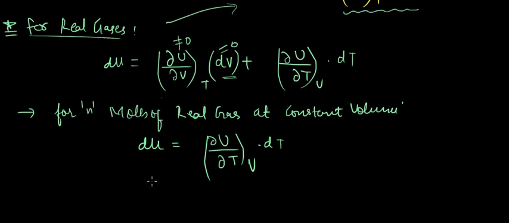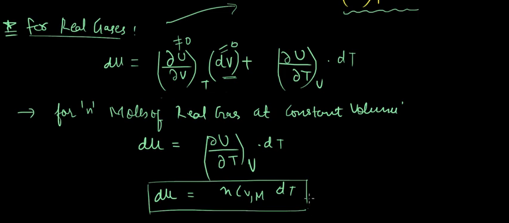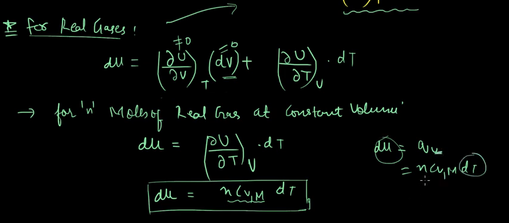Okay, so again we can write dU would be equal to n Cv,m dT, because del U upon del T at constant volume can be written as n Cv,m. This is nothing but, we have seen that at constant volume dU becomes qV and qV becomes n Cv,m dT. So dU upon dT at constant volume would become n Cv,m.